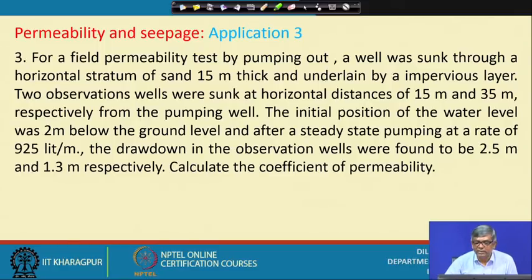And after a steady state pumping at a rate of 925 liter per minute, the drawdown in the observation wells were found to be 2.5 meter and 1.5 meter respectively. So, based on this observation, we have to find out the coefficient of permeability of the soil.